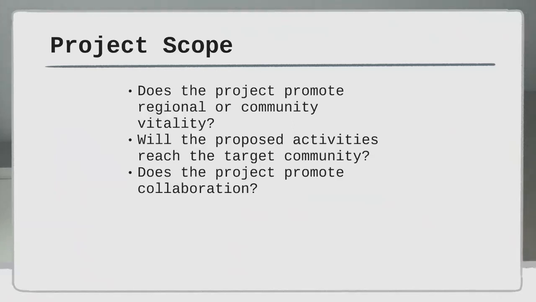These are some general questions that we see pop up in a lot of funder guidelines, so let's discuss them here. First of all is the project scope. Does the project promote regional or community vitality? Is your project going to assist a certain region, a certain area, or a certain community of folks? Will the proposed activities reach the target community? Are we distributing direct resources, services, or products to a specific population?